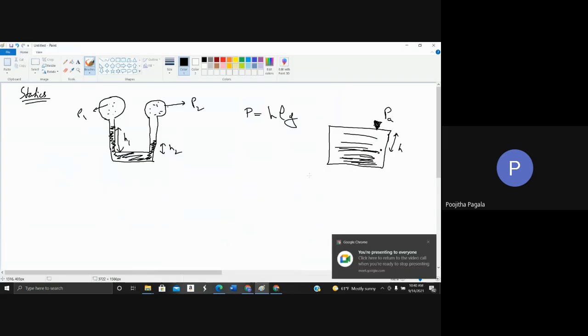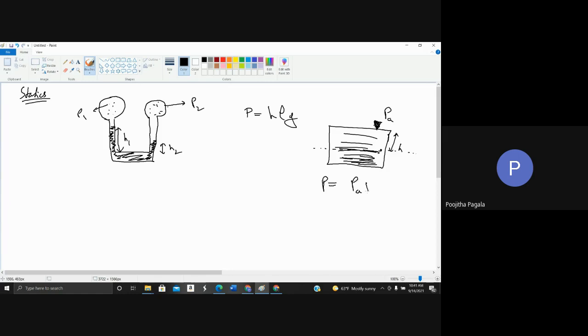So the pressure is going to be PA at the surface. Now what is the pressure at any depth, at any point, which is at a depth H under the liquid? The pressure is going to be PA plus H rho G. Is this equation clear to everyone? Yes, Anna. Okay.